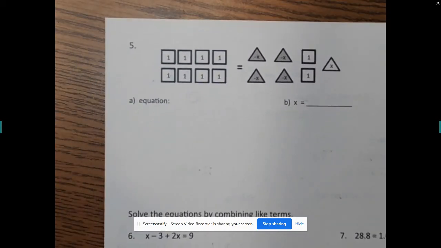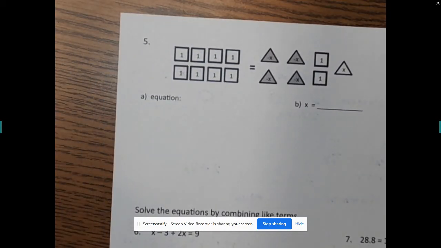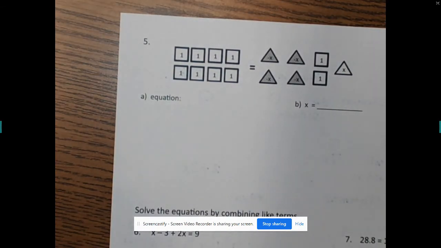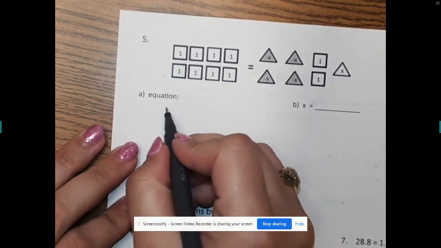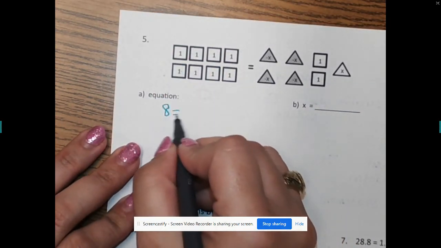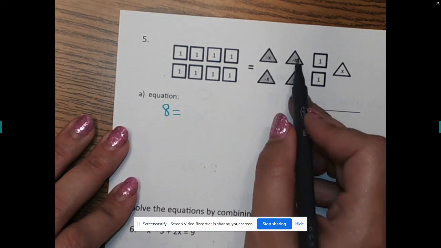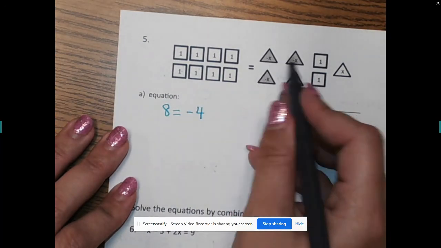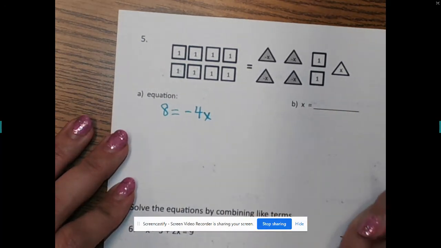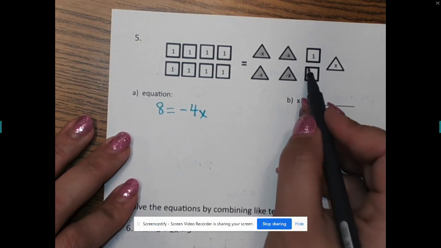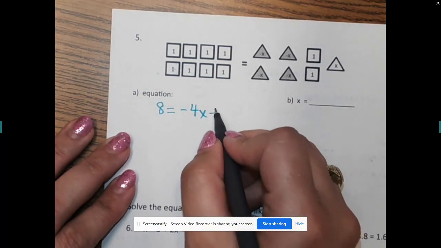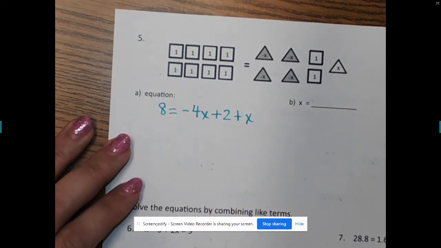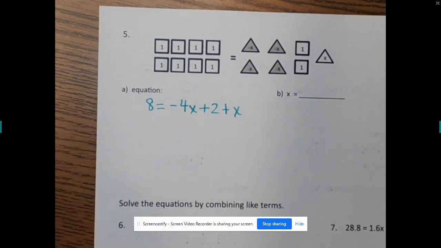Let's write this equation. All right, what's this? 8 equals, what's this? Negative 4. What are they? X's. So I'm putting an X. What else do you have? 2. Are those negative or positive? Positive 2x. And then you have what? 1x. Okay? Everybody okay with how I wrote the equation?